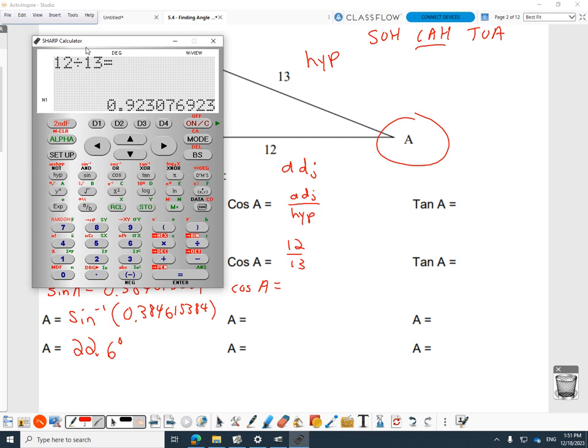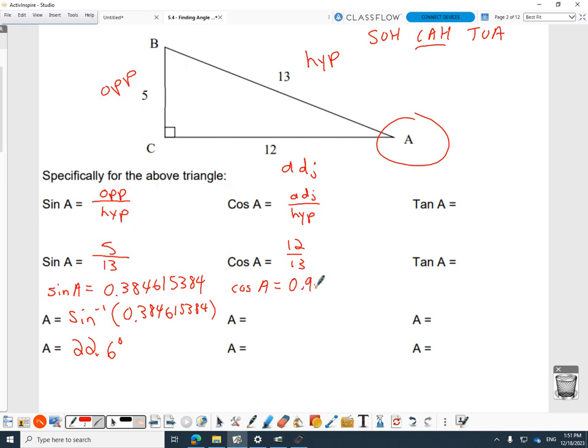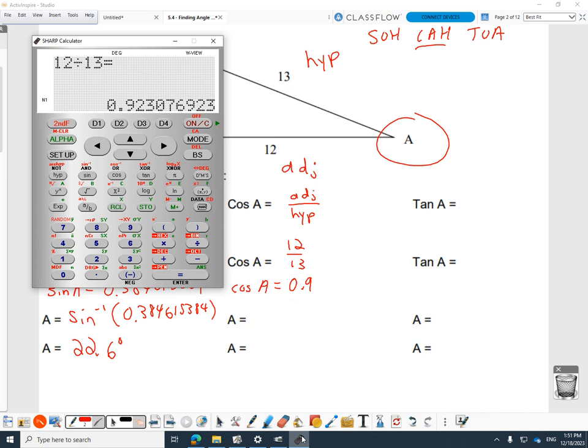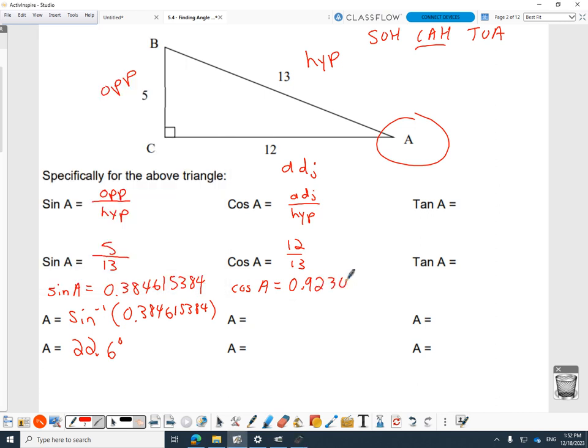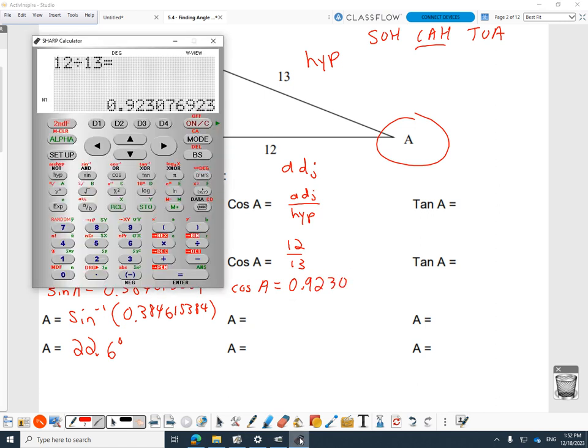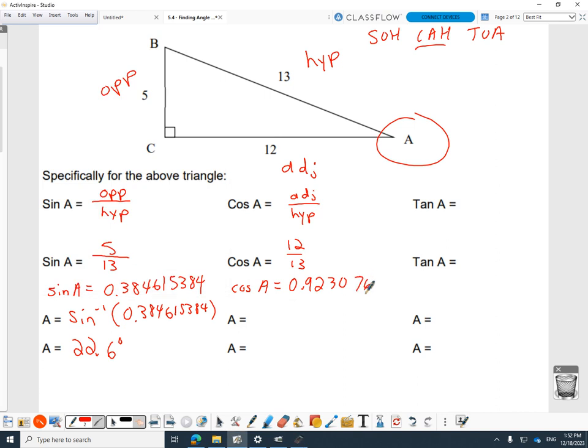0.930. I said it and already forgot it. 9230. 76923. Now we'll see if anyone's really listening. Just do the -1 thing. Yeah. See? Each individual step of trig is not all that bad.